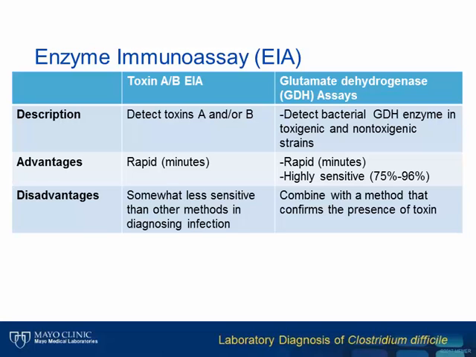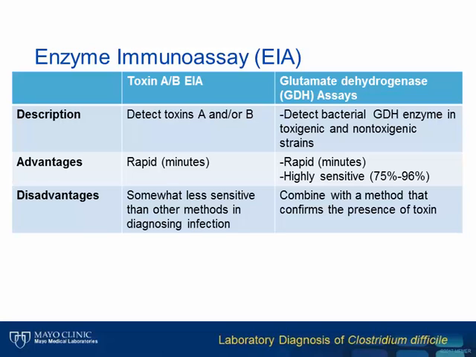Enzyme immunoassays, or EIAs, may detect either toxins A, B, and/or glutamate dehydrogenase, or GDH. Toxins A/B EIAs are rapid tests and take minutes to perform. However, toxin EIAs are somewhat less sensitive than other methods in diagnosing infections.